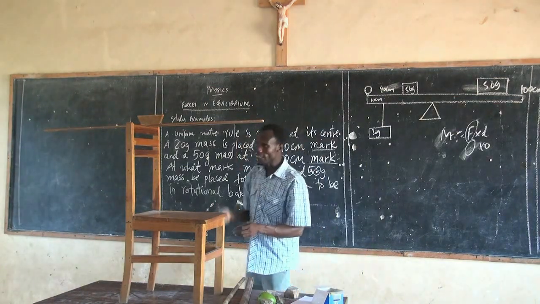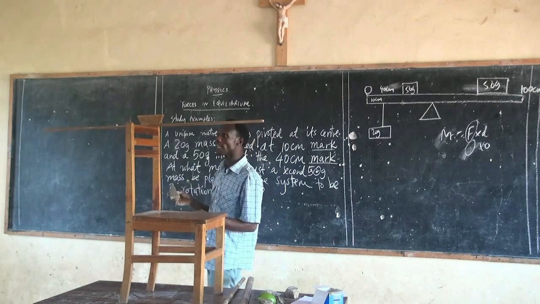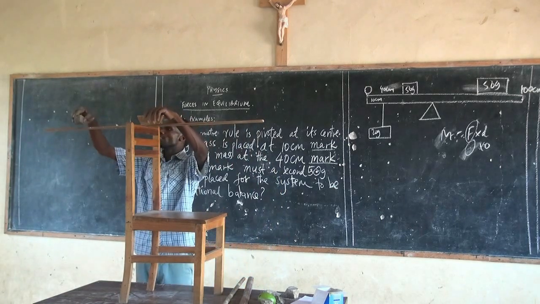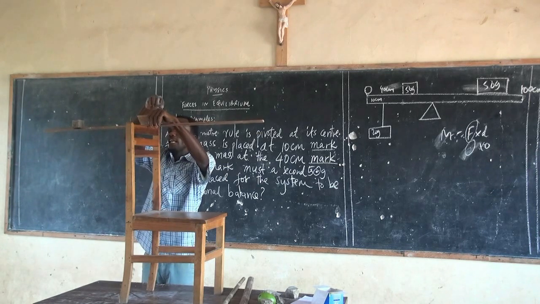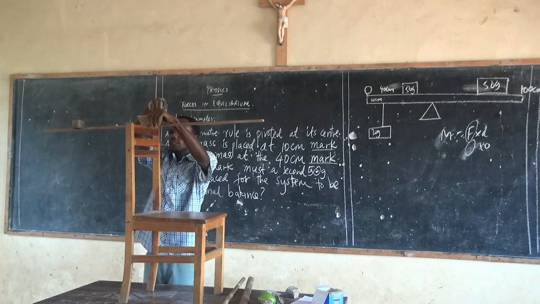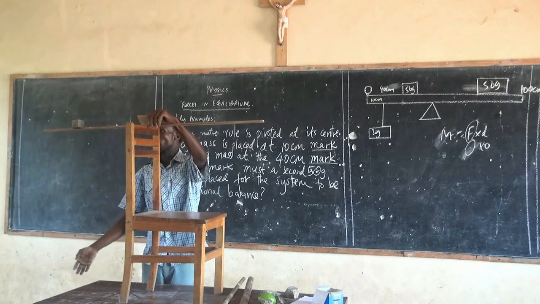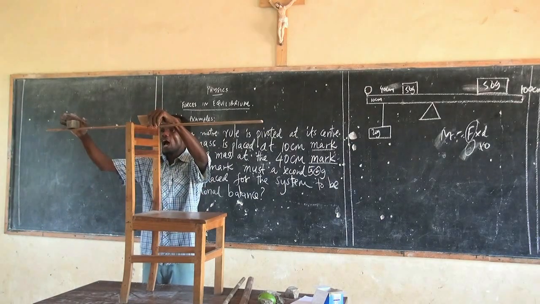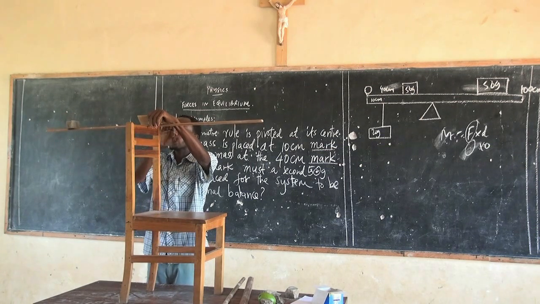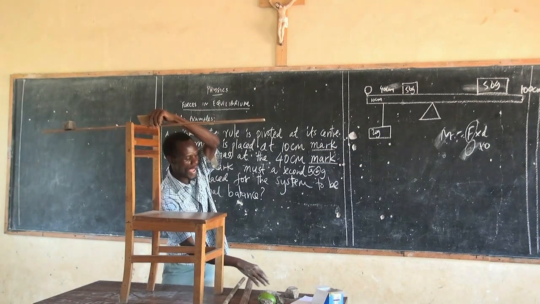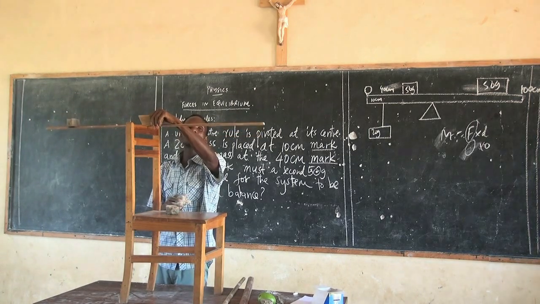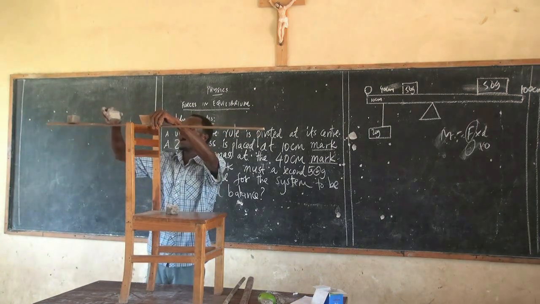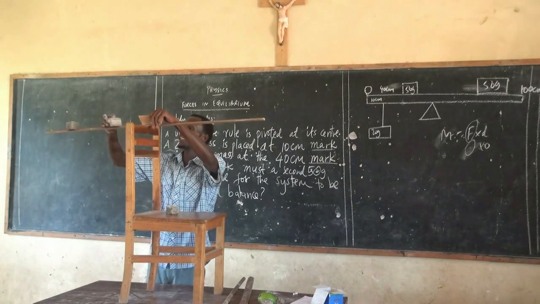The mass of 20 gram, we've been told, is placed 10 centimeter. Let us assume here it is 10 centimeter. If I withdraw my hand from here, this ruler will fall this way because this mass is there. That's why I am supporting it. The other mass of 50 gram is placed 40 centimeter, from here up to here. Let's say 40 centimeters in here.